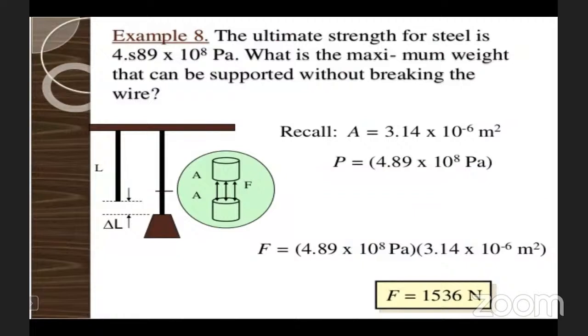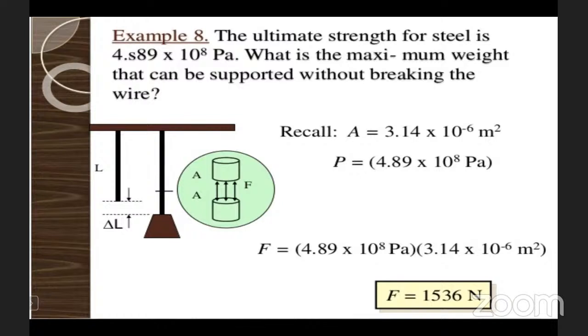So next see here, another one. The ultimate strength for the steel is 4.89 into 10 to the power of 8 pascal. What is the maximum weight that can be supported without breaking the wire? Now see here, the area of the wire A equals 3.14 into 10 to the power of minus 6, and P equals 4.89 into 10 to the power of 8 pascal.